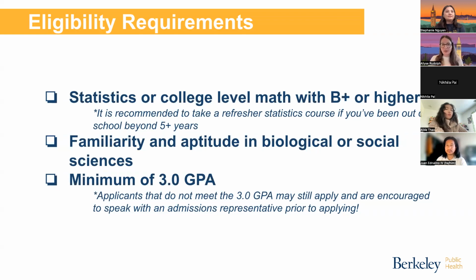And essentially, those are statistics or college level math with a B+ or higher. Familiarity and aptitude with biological or social sciences. We aren't looking for a specific class. We also are not looking for you to have majored in bio or a social science, but having taken some coursework in those areas is beneficial. And then a minimum of a 3.0 GPA.